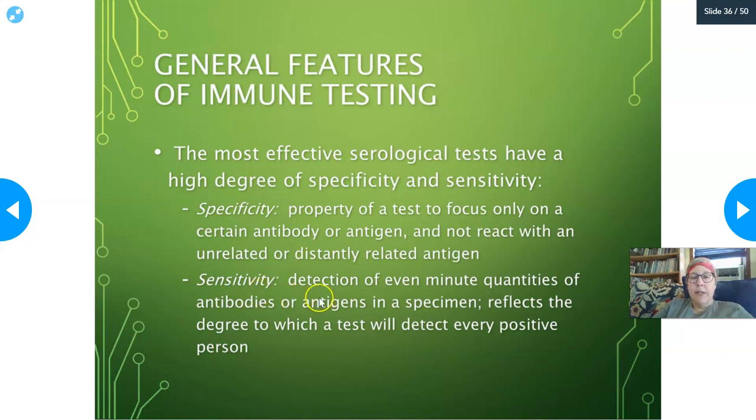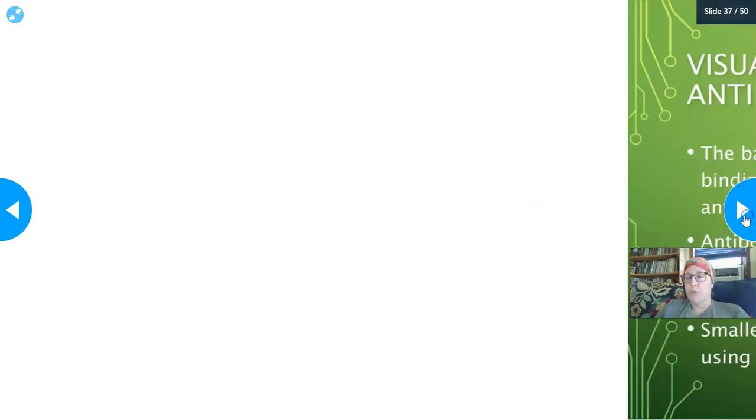And sensitivity is the detection of even minute quantities of antibodies or antigens. So it's how low can it detect? If you have just a little bit, bam, it picks it up. Or do you have to have a lot? Because if you have to have a lot and you didn't get a good sample and you only have a little bit, then you may end up with a false negative simply because it's not very sensitive, okay? And so, again, it reflects the degree to which a test will detect every positive person. And these, again, are generally put as percentages.